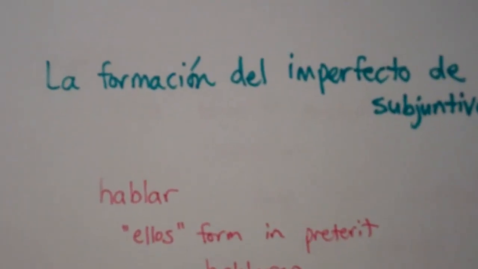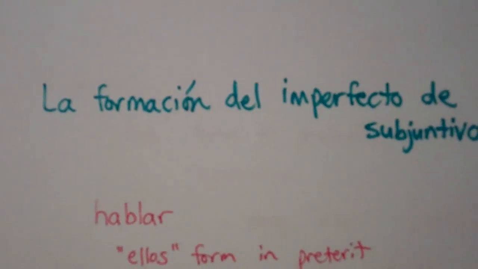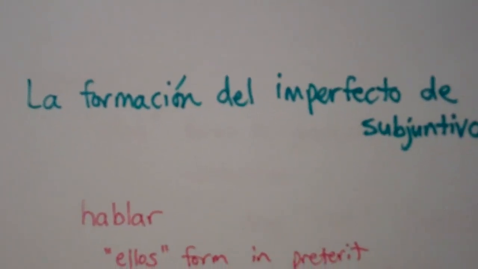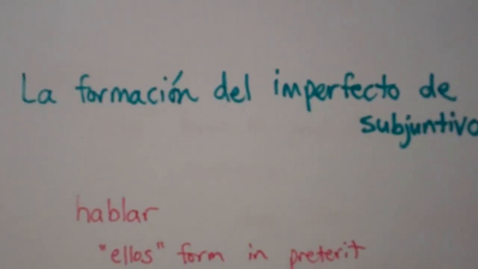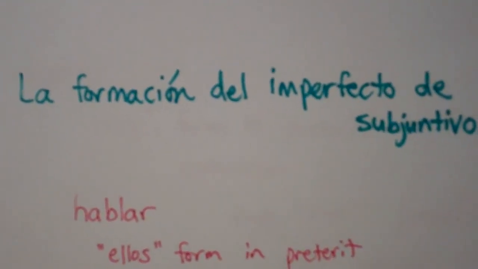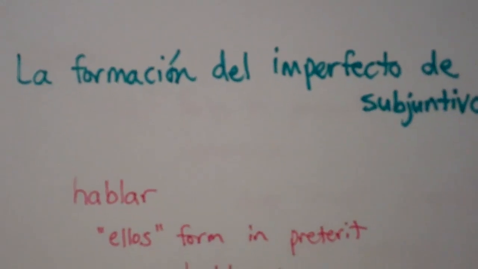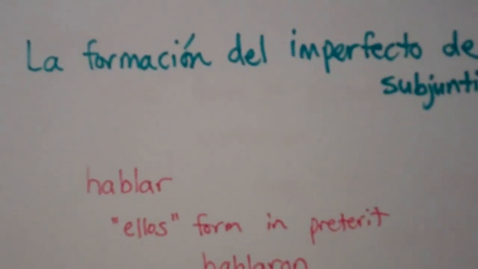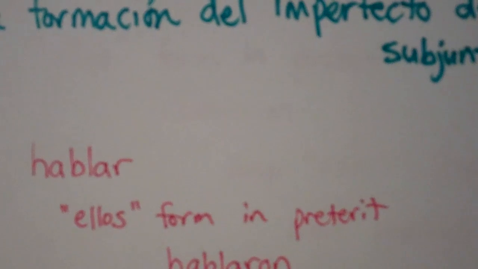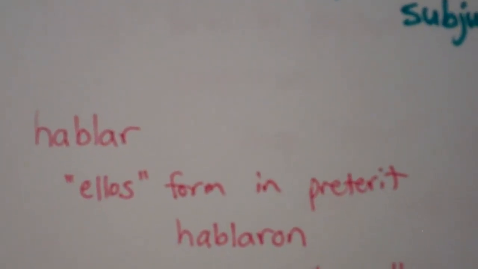In our present subjunctive, we would always go to the yo form in the present tense, and then form our endings from there into the present subjunctive. Our imperfect subjunctive is formed just a little bit differently, but based on the same idea. We're going to take the ellos form in the preterite.